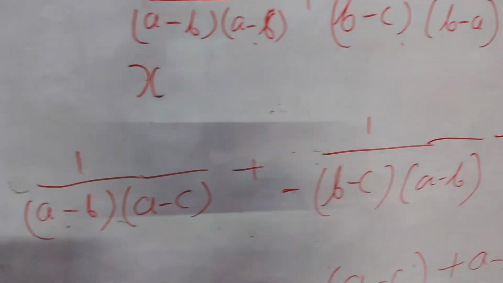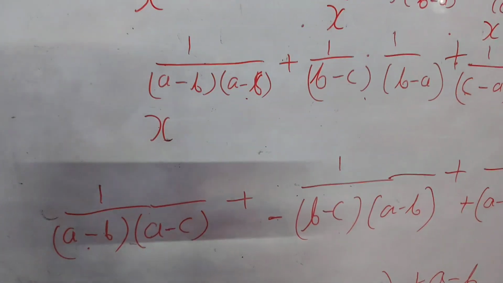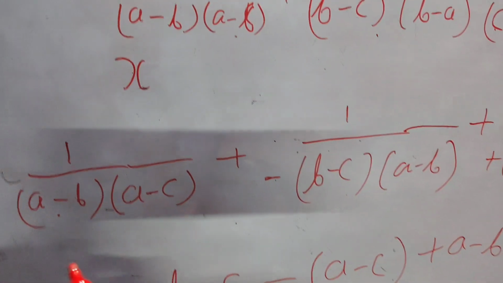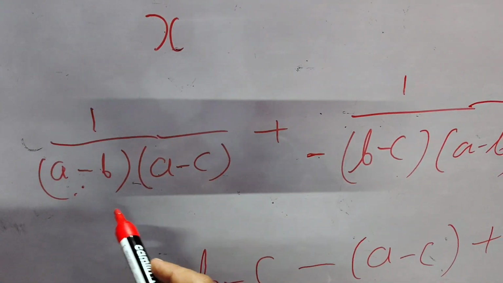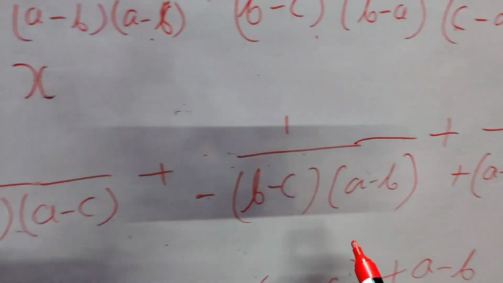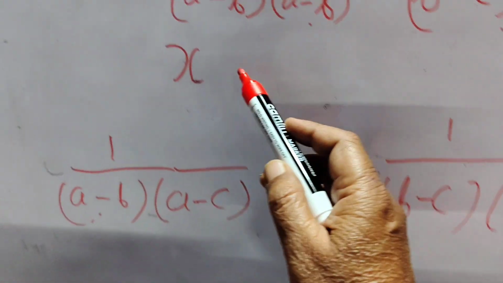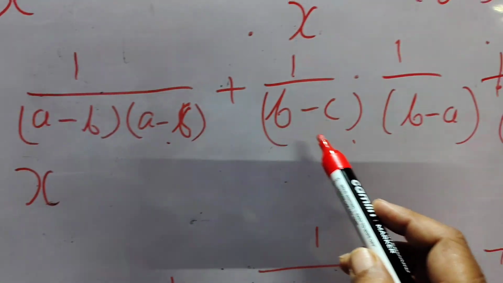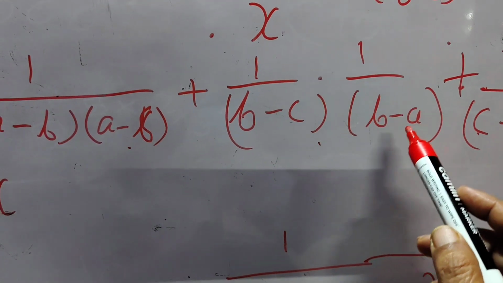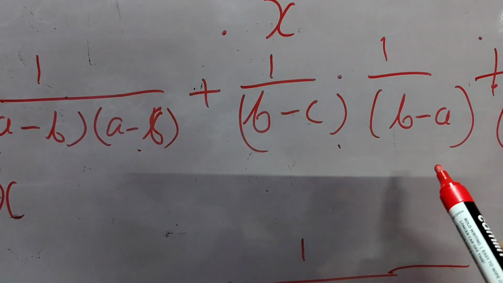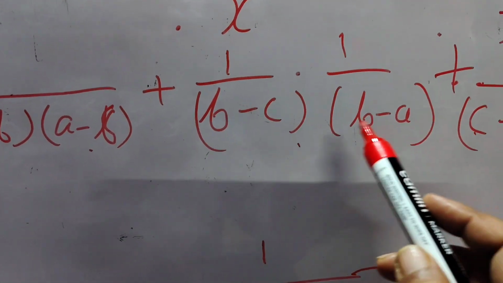And to make it very simple, we will change the order. This is a minus b, and here it is also a minus b, and here it is b minus a. See, a minus b, and here it is b minus a. We'll change the order to make it simple. And if I change the order, I have to change the sign as well.